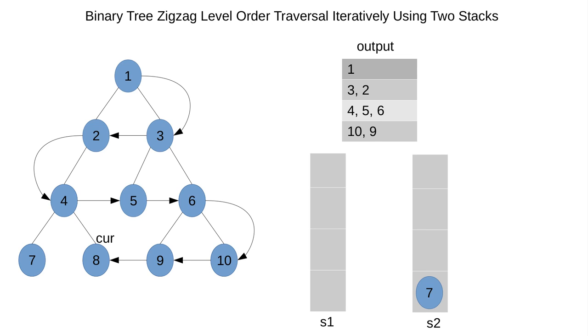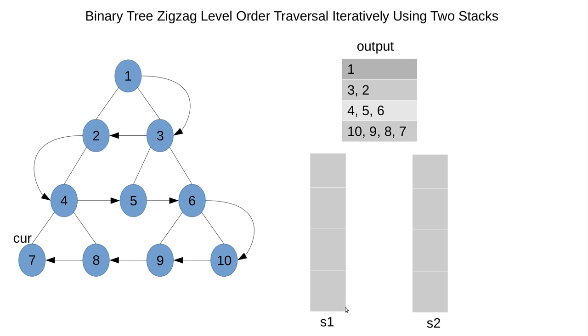So current is assigned the reference node 8. We'll process this node. Now 8 does not have a left child or a right child, so we'll again pop the node. And now we'll process this node 7. 7 also does not have a left child or a right child.